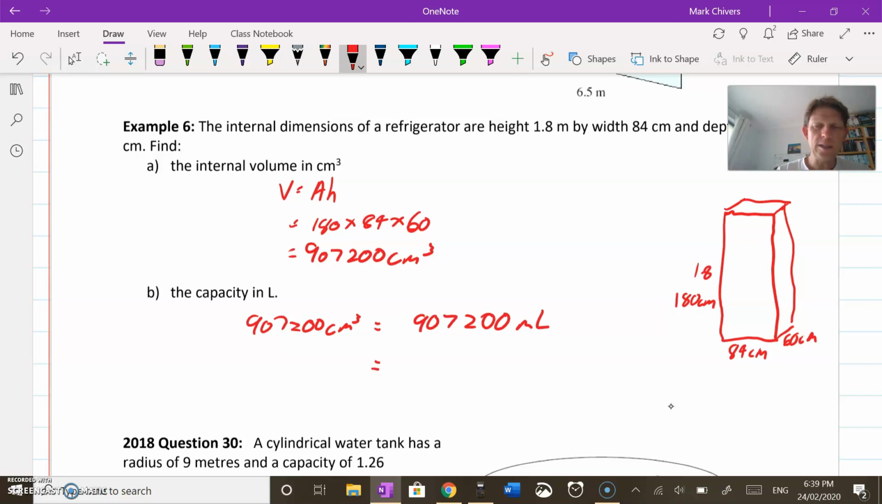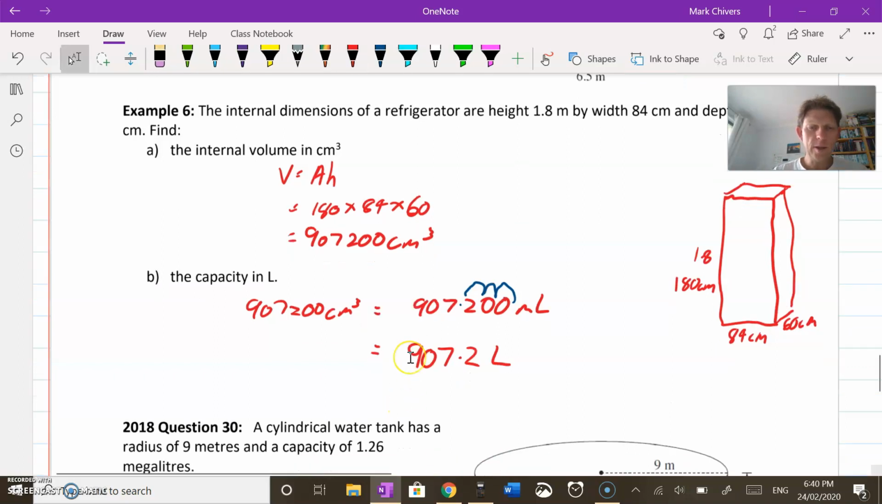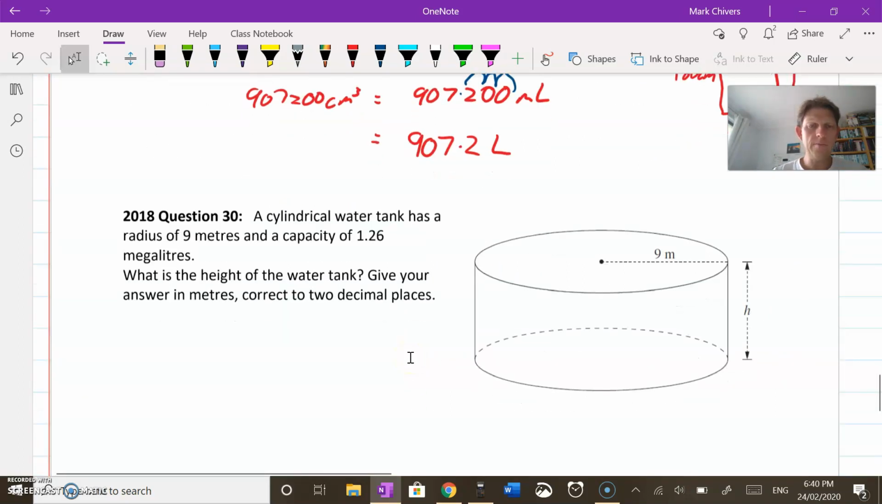Litres is a unit that's 1,000 times bigger than millilitres. So a number has to get smaller by 1,000. Obviously, we can do a little froggy bounce here and go boingy, boingy, boingy, and put our decimal place there. 3 jumps for 1,000. And so we're going to end up with 907.2 litres as the capacity of the fridge.